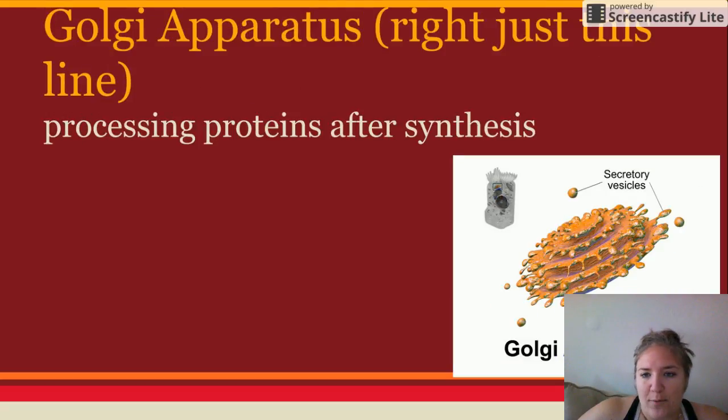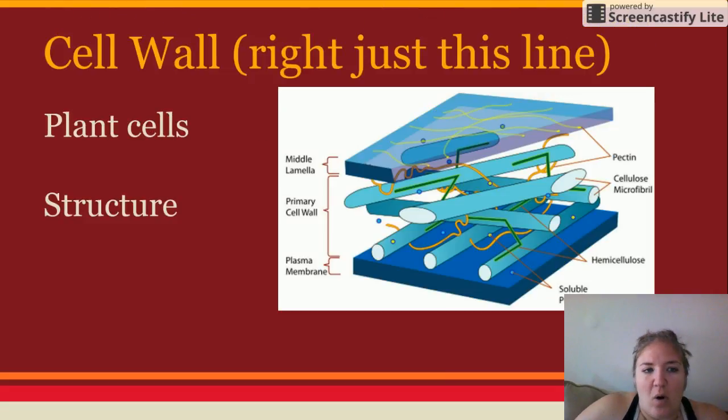The Golgi apparatus is used for processing proteins after synthesis, and it has these vesicles that will break off, and they will move things around the cell. The cell wall. Cell walls are only found in plant cells, and it helps maintain structure. It has a ton of fibers in it, and it is a little bit more rigid than just the cell membrane. Plant cells also do have a cell membrane, but they are the only ones with a cell wall.